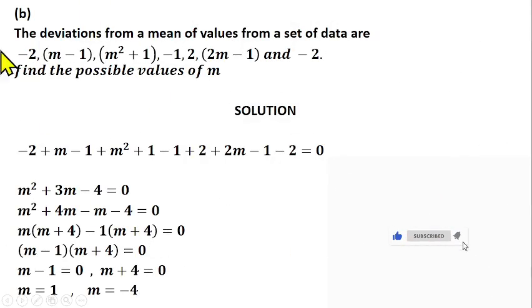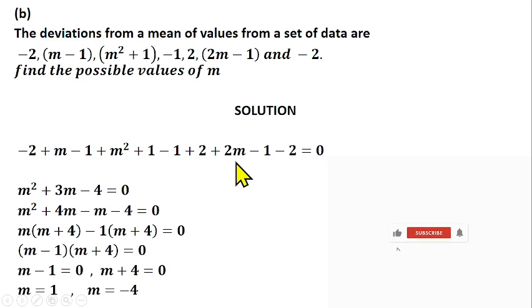I repeated the question here, so the solution is that since we have been told the deviation from the mean, you can sum them together to give us equals to 0. That should give us minus 2 plus m minus 1 plus m squared plus 1 minus, because plus times minus gives us minus here, plus 2 plus 2m minus 1 plus minus again, we have minus, equals to 0. So if you collect like terms from there, we have m squared, m plus 2m will give us 3m, and then the constants.